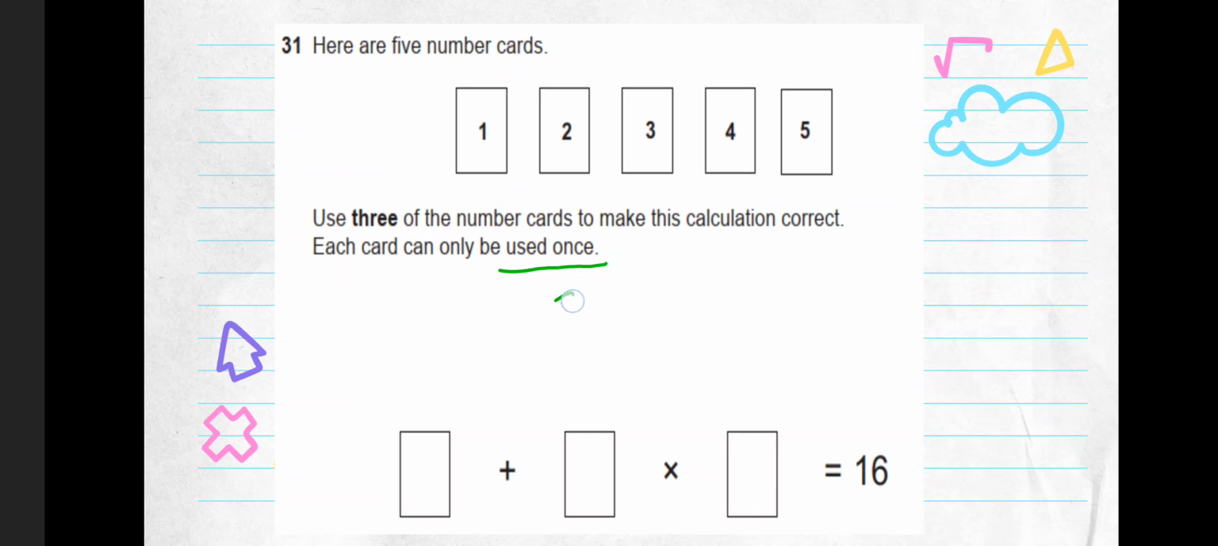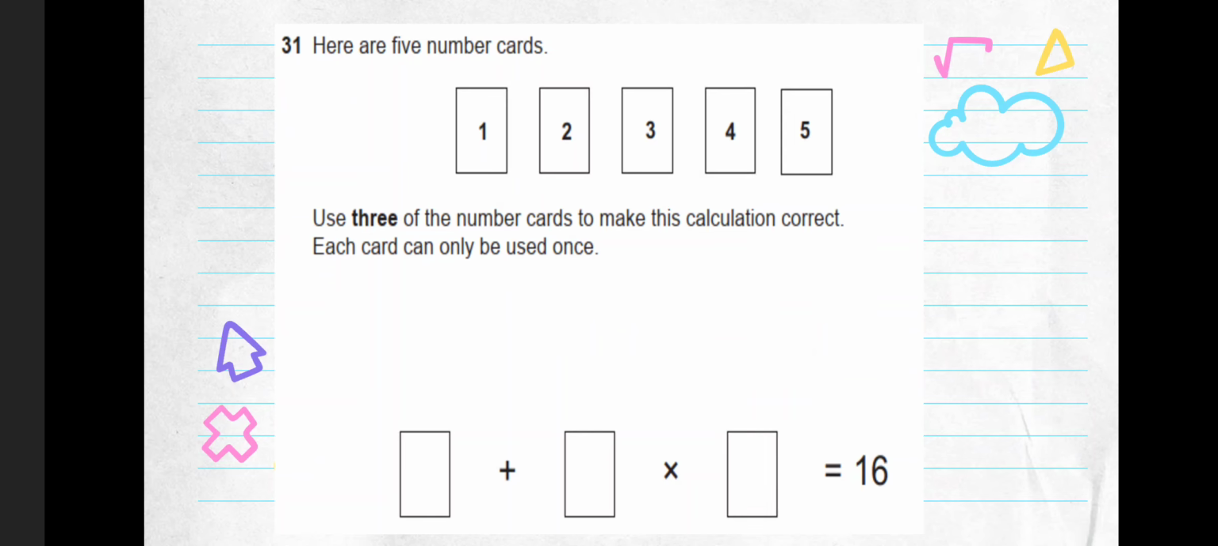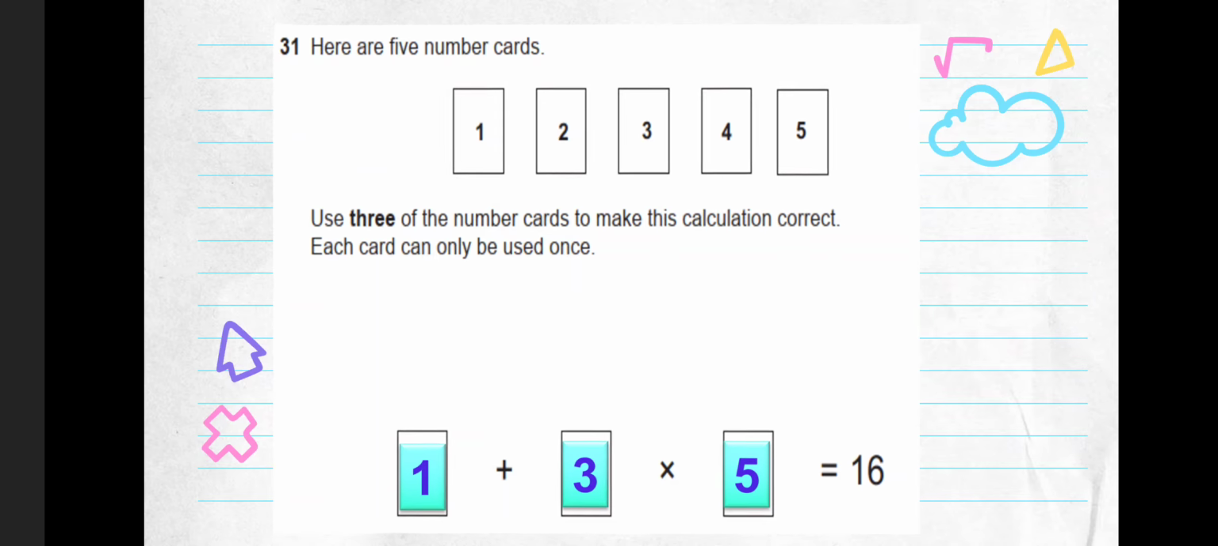So we can say 3, for example, times 5 will be 15. 15 plus 1 will be 16, so yes, it's working. So we can put 3 times 5 plus 1. That's it.